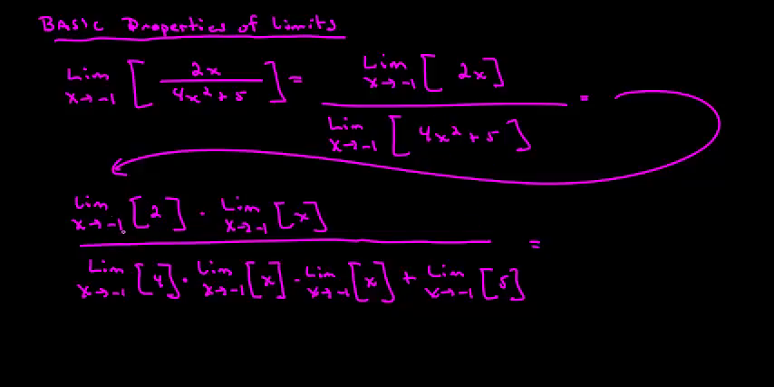Now this is the constant rule, so the limit as x approaches -1 of a constant is just that constant. The limit as x approaches -1 of the identity function is equal to the value that we're approaching for the limit. Here, this is going to give me 4 by the constant times -1 for the identity times another -1 for the identity plus 5 for the constant. So that'll be -2 over 4 times 1 plus 5, which is 9.